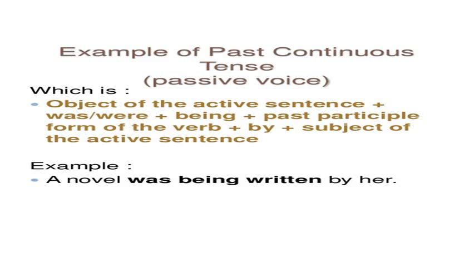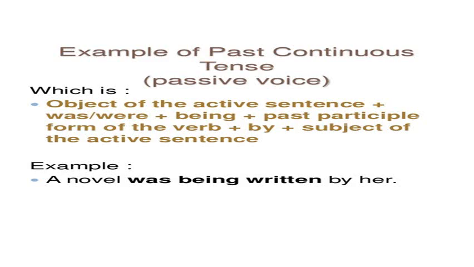Let's move to another tense, the past continuous. The past continuous is the same as the present continuous, but we remove am, is, are, and we add was or were. Was with I, he, she, it. Were with we, you, they. Plus being, plus the third form of the verb, or the past participle. A novel was being written by her.